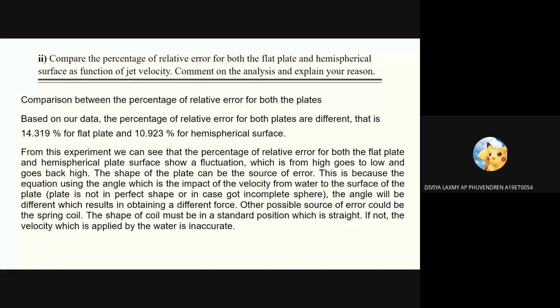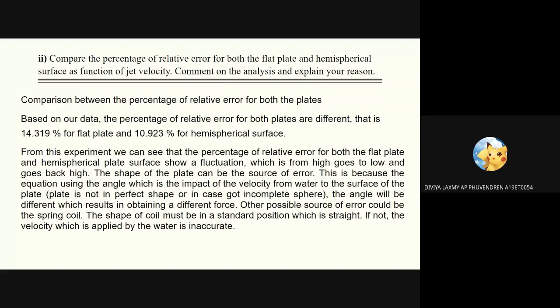The shape of the plate can be the source of error. This is because the equation uses an angle, which is the impact angle of the water velocity on the surface of the plate. It might not be in perfect shape, or in case of an incomplete sphere, the angle will be different, which results in obtaining a different force.